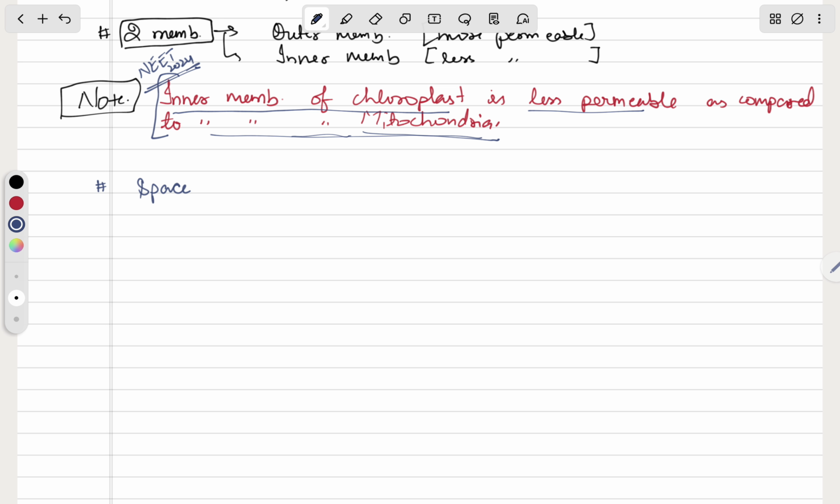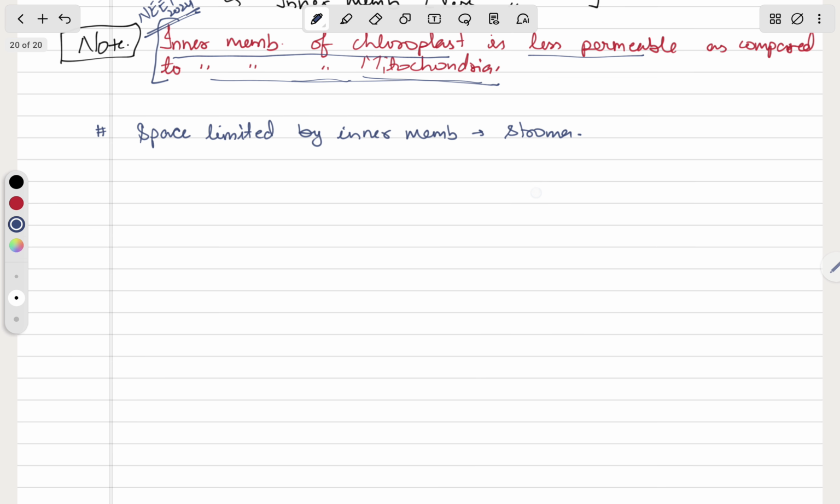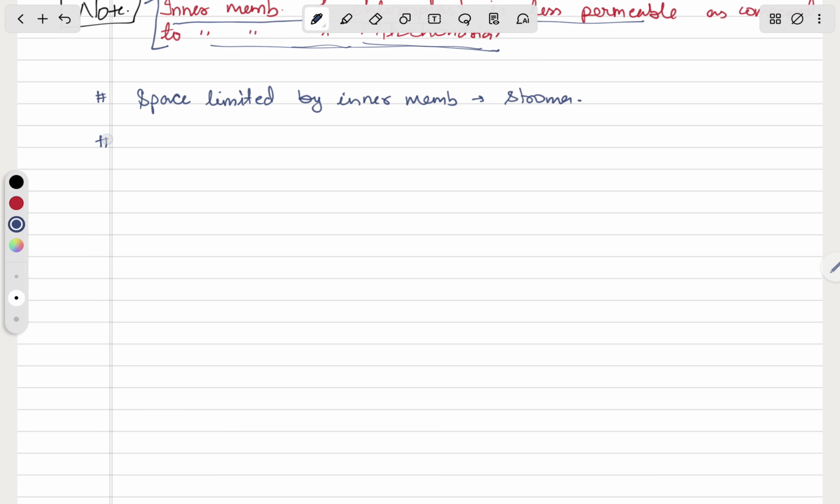The space which is limited by the inner membrane is called stroma. In mitochondria, it was the mitochondrial matrix, but in chloroplast, it is stroma. There are no enfoldings in the inner membrane of chloroplast. Now, components which are present in stroma. Number one component is thylakoid.